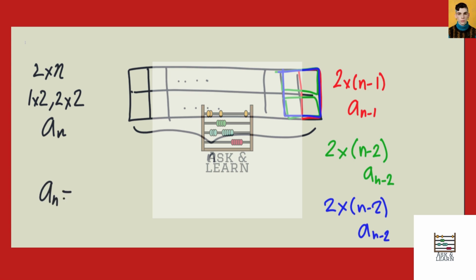So if we combine this, then we get that a_n, which is the number of ways we can tile our checkerboard, can be expressed as a combination of the three first move options. And so this is a_n equals a_(n-1) plus 2a_(n-2), for n greater than or equal to 2.